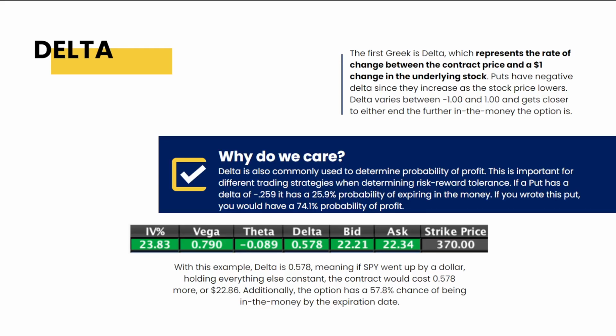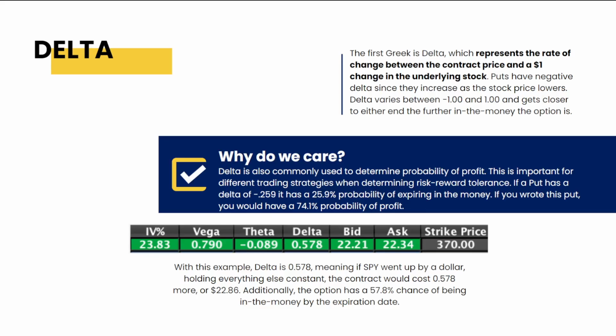So the first Greek that we're going to go over is delta, which represents the rate of change between the contract price and a $1 change in the underlying stock. Puts have a negative delta, since they increase as the stock price lowers, and the delta varies between -1 and 1, and gets closer to either end the further in the money the option is. So for puts, it's going to be -1 to 0, and for calls, it's going to be 0 to 1. Delta is also commonly used to determine the probability of profit for each contract.